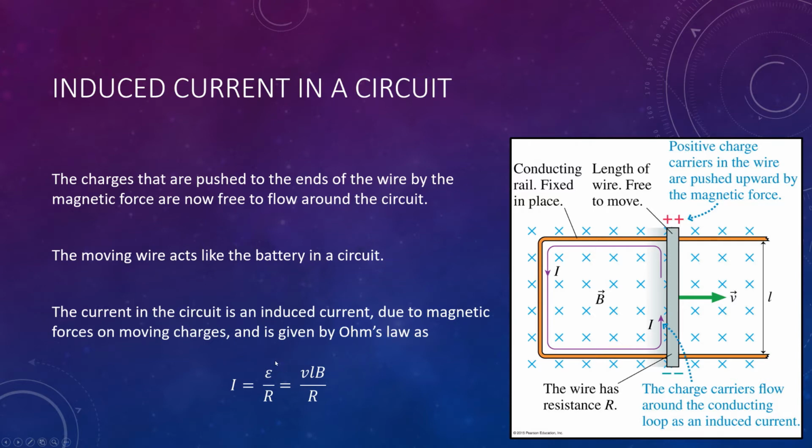From our previous lecture, we saw that the EMF was given by vLB, so we just plug that in here for our expression of current. So current can be given by vLB over R, which is still just Ohm's law. And note again that v is the speed of the conductor, L is the length of the conductor, B is the strength of the magnetic field, and R happens to be the wire's resistance.